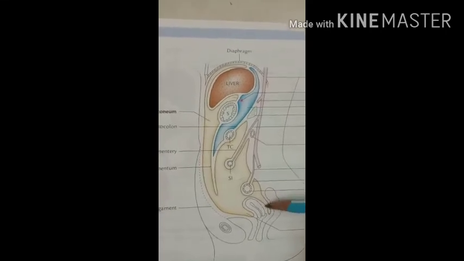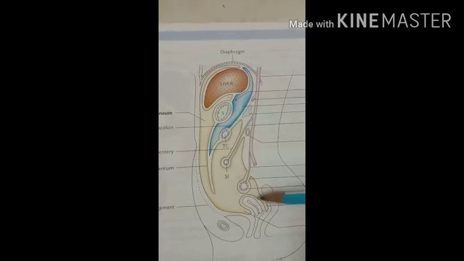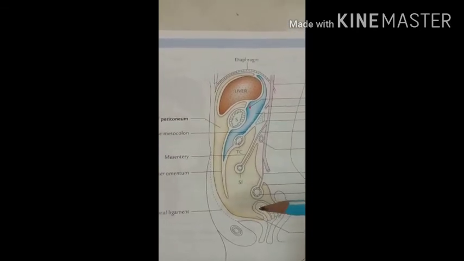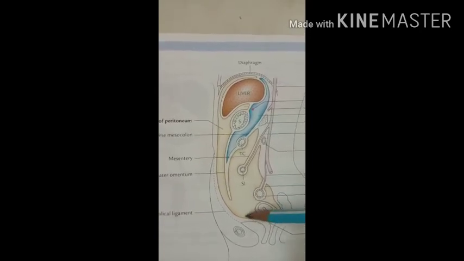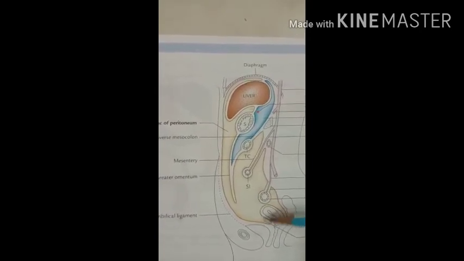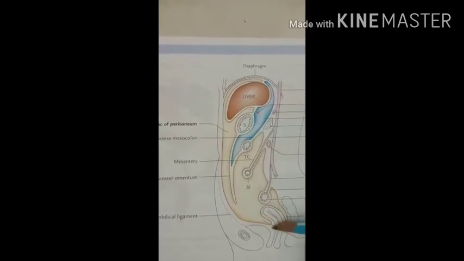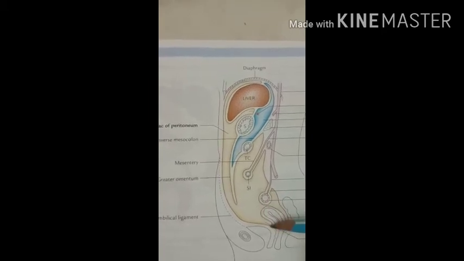Okay? So this double fold of the peritoneal membrane is called the rectouterine pouch, or the pouch of Douglas. Then the second one is the double fold of the peritoneal membrane that is present between the uterus and the urinary bladder. This double fold of the peritoneal membrane is called the vesicouterine pouch.